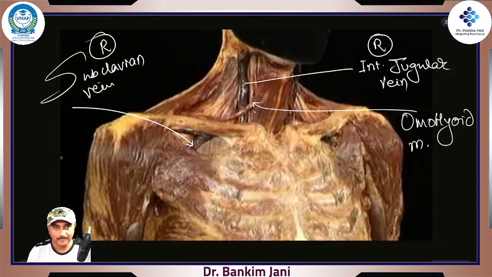I'll show you. So just underneath the pectoralis major, there is a small muscle which you can watch over here. This is pect minor, right? Younger brother of pectoralis major, right? So that is pect minor. So underneath that, this subclavian vein is passing.